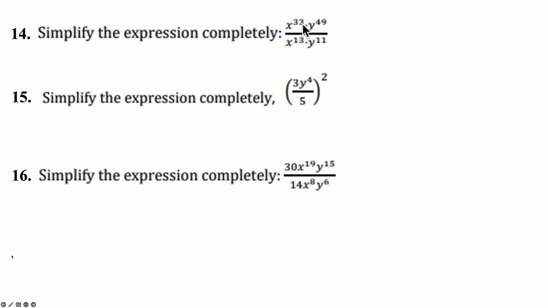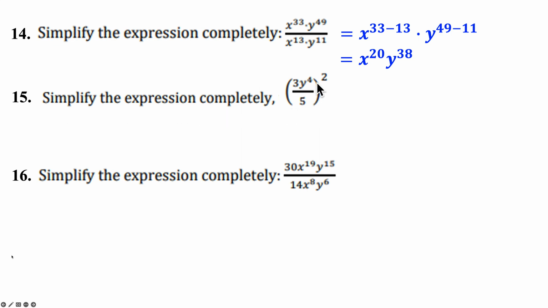14, or quotient rule again, now you have two bases. So dividing like bases x, subtract 33 minus 13. Dividing bases y's, subtract the powers 49 minus 11. 33 minus 13 is going to be x to the 20th. 49 minus 11 will give me a power of 38.